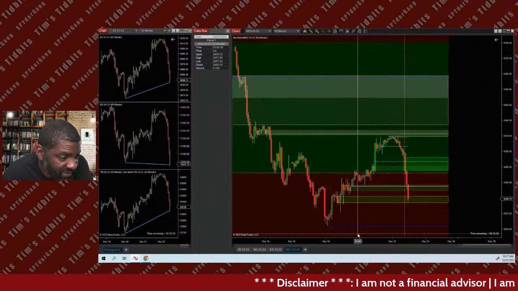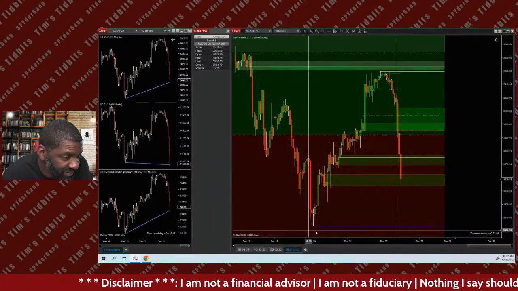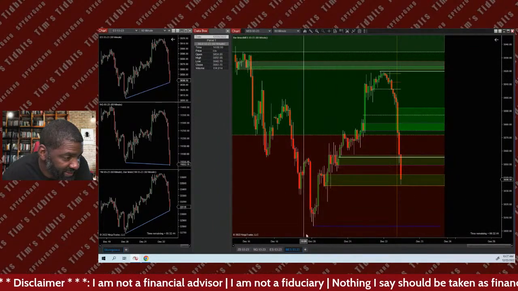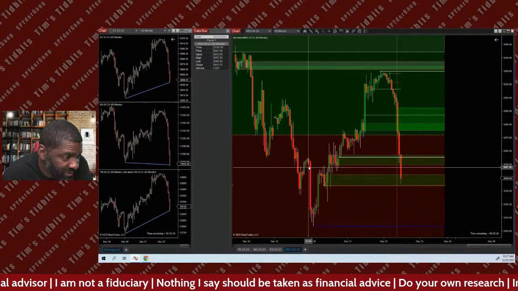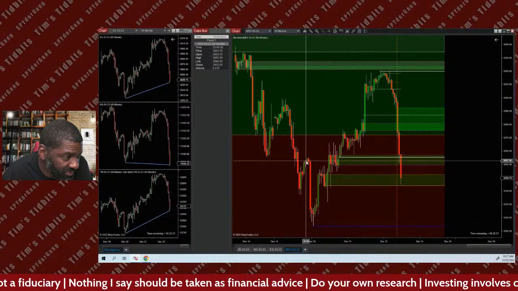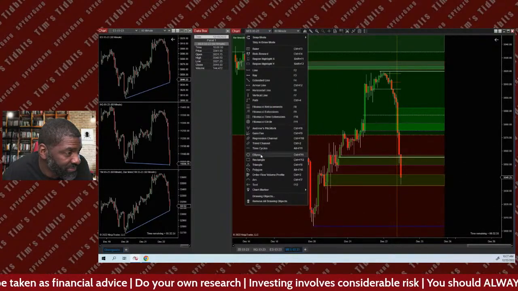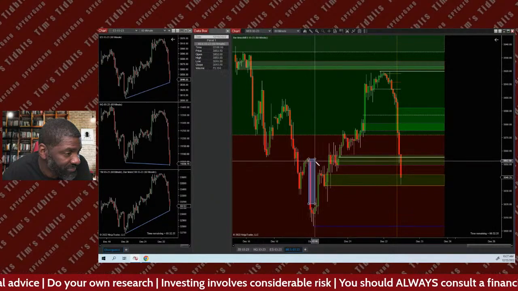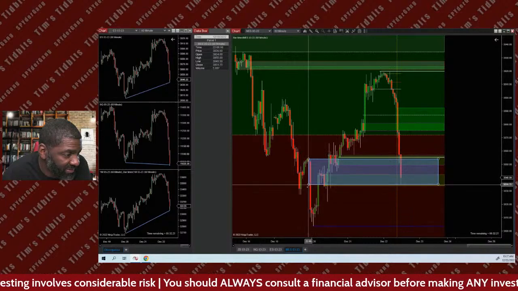Looking at the 60-minute, the only thing I see on here is sell side. Again, we are almost at the mean threshold of this order block here. We're almost at the mean threshold of this order block right here.